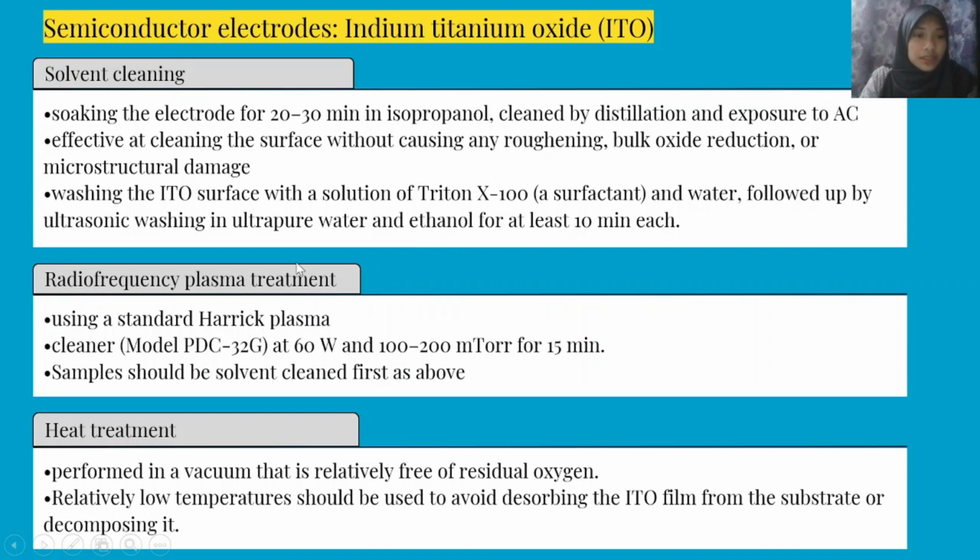So the second one here is a bit different from the previous ones, which is the radio frequency plasma treatment. This can be done using a standard Harrick plasma cleaner, model PDC-32G, at 60 watts and 100 to 200 milliliters for 15 minutes. So the samples should be solvent cleaned first as above.